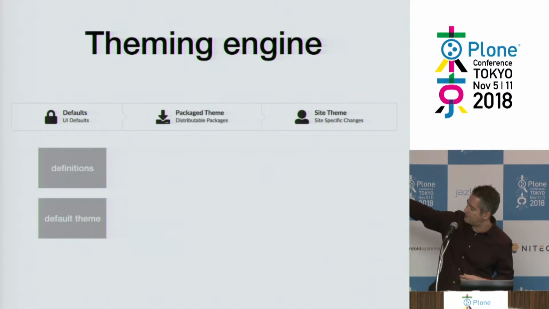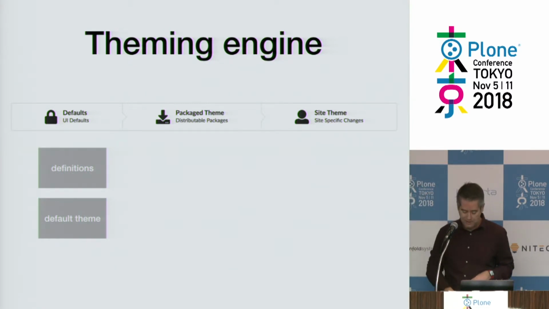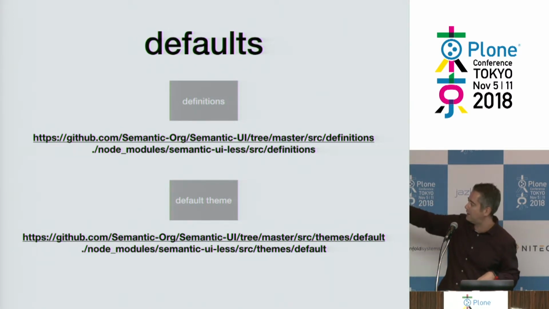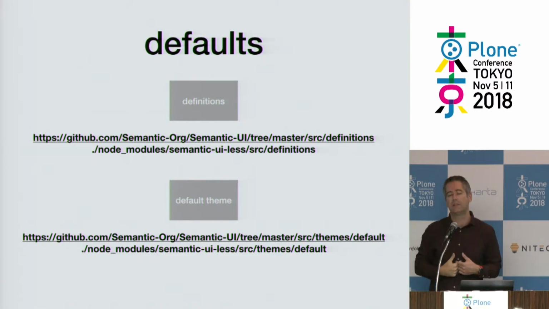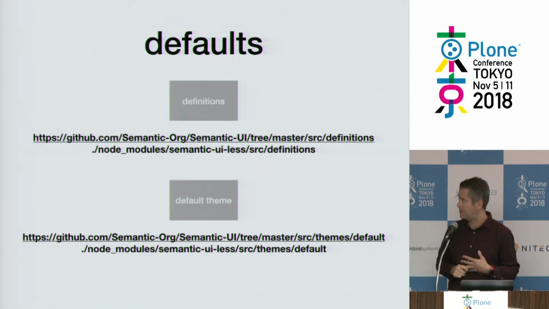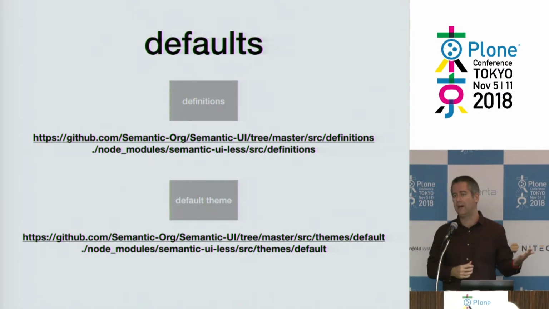So we have the definitions with our Less files, and we have the default theme, which you can find here, either on GitHub or in the code, because they're important when you're building your theme or building the custom CSS for your site, because you need somehow the source, right? I mean, which is the default and which are the things that I have to override, right? And it's handy to have them at hand.